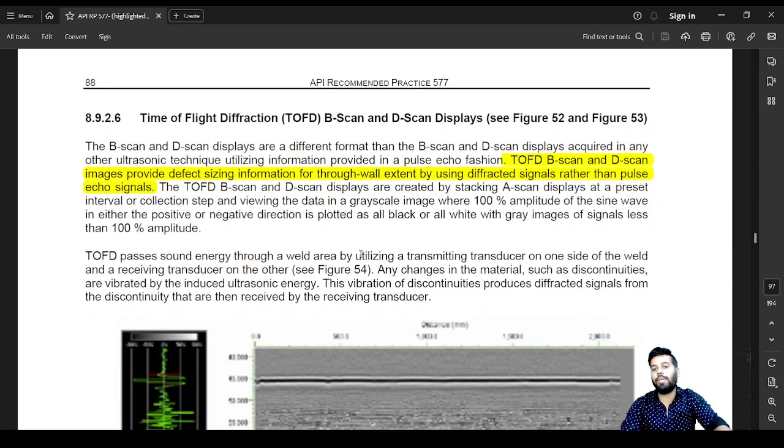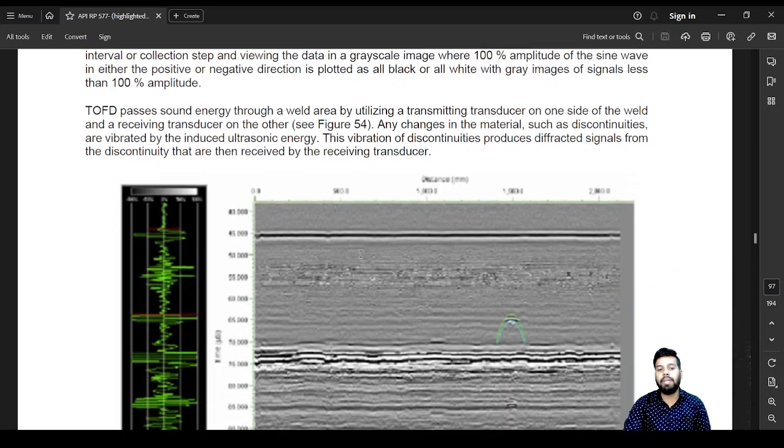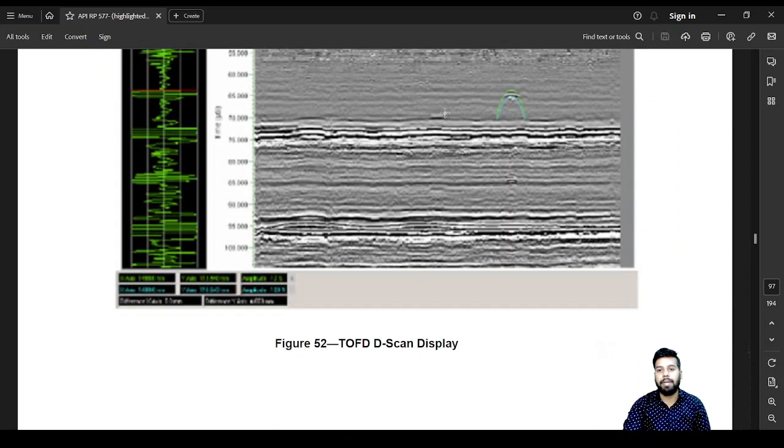Also, there is a technique known as TOFD, time of flight diffraction. This is one of the best techniques to identify the length of cracks. TOFD generally uses a B-scan or a D-scan image and provides defect sizing information for through-wall extent by using diffracted signals rather than a single pulse echo. In this case, you generally have two probes, one acts as a transmitter, the other acts as a receiver, and you get B-scan data out of it. This is B-scan data, and this is a discontinuity signal that you are seeing.